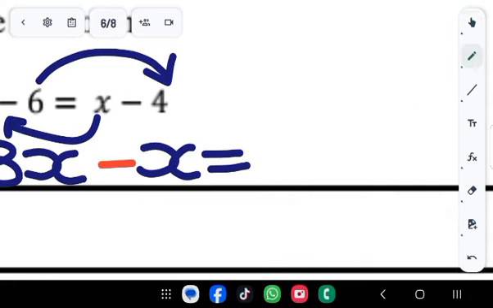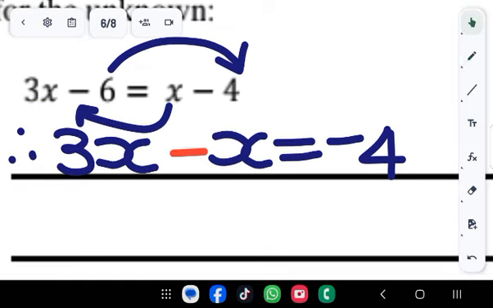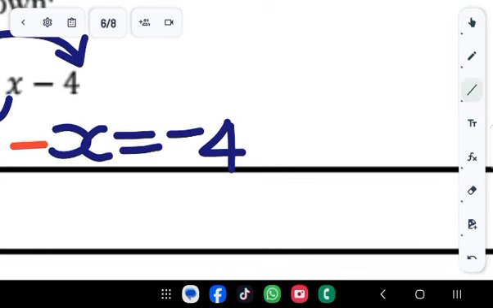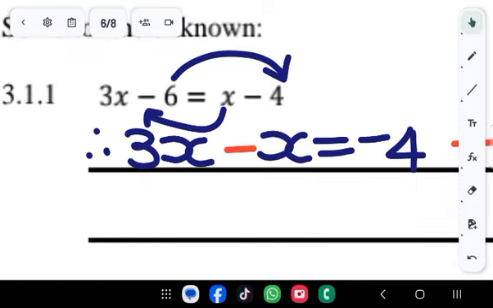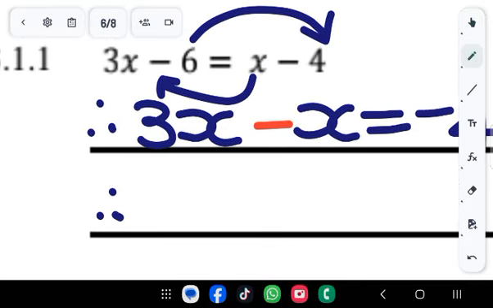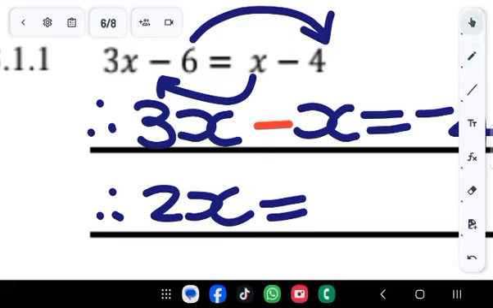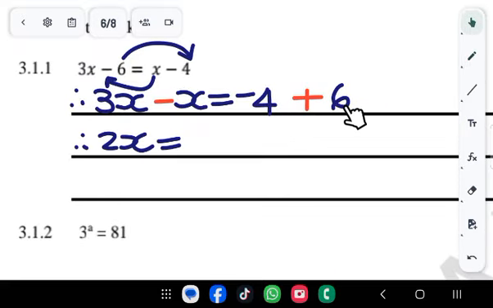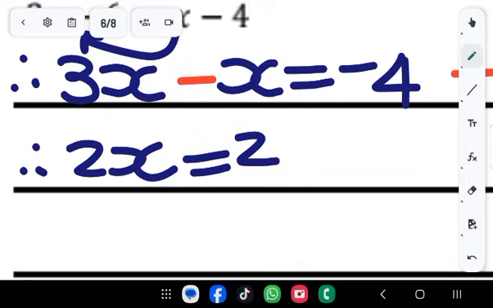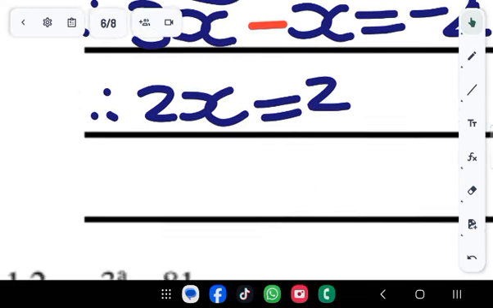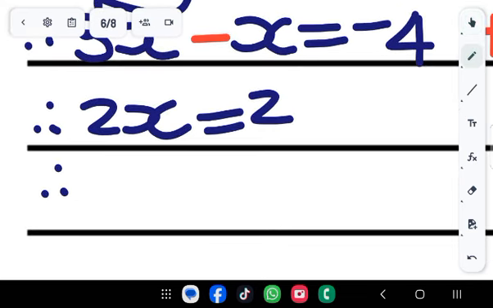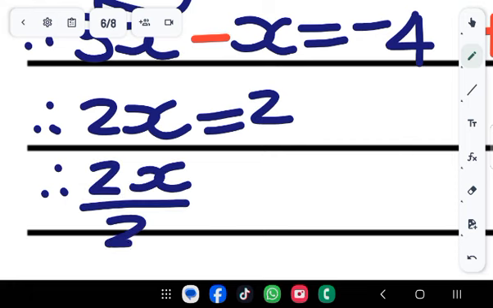Now that will be minus 4 plus 6 because it was minus before we moved it from the other side. So that will be 3x minus x, which gives us 2x, and that equals minus 4 plus 6, which is the same as 6 minus 4, and that will give us 2. Now we've got 2x equals 2. We're looking for x. So what do we do? We divide both sides by 2 so that we can get rid of that.